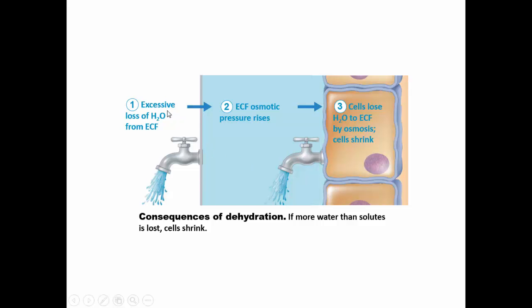When there is excessive loss of water from the extracellular fluid, this is going to make the osmotic pressure in the extracellular fluid increase. As a result, to maintain balance between the extracellular and intracellular fluid, water will leave the cells by osmosis. This is an attempt to keep the osmolality equal between the extracellular space and the intracellular space.